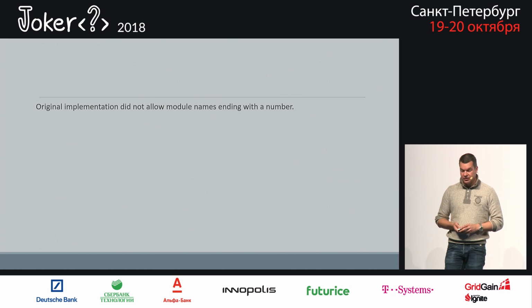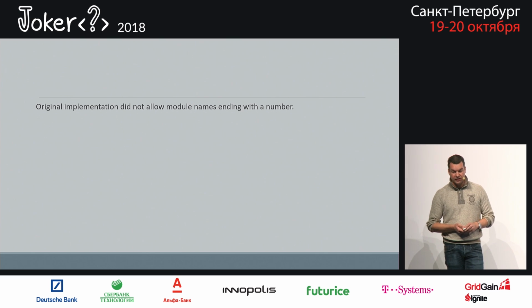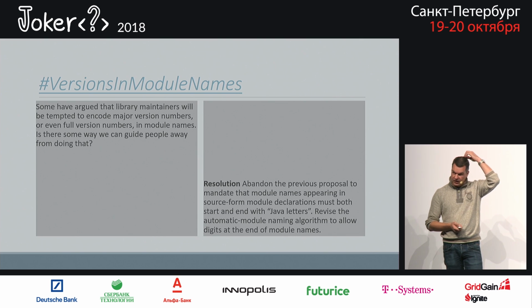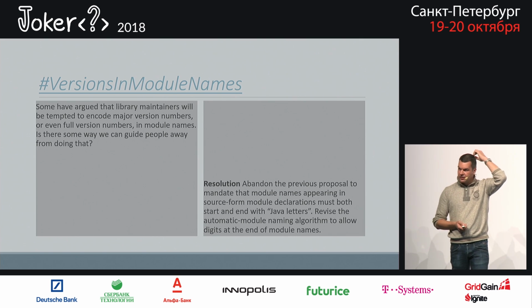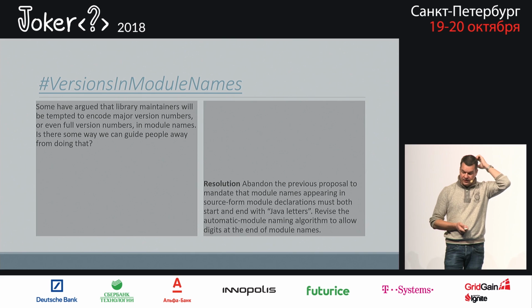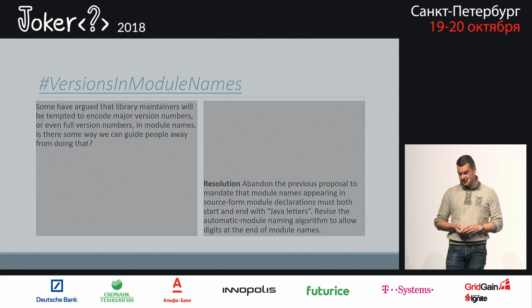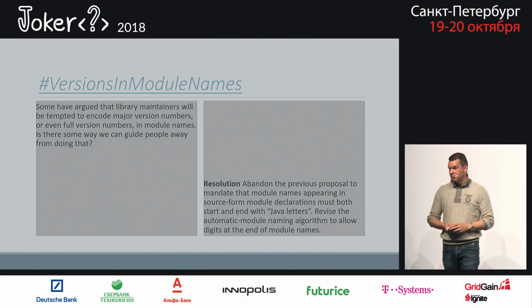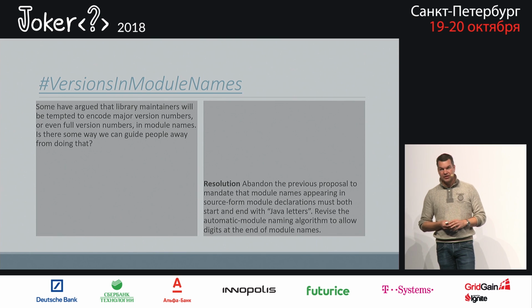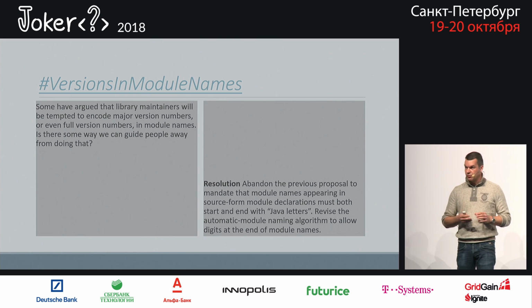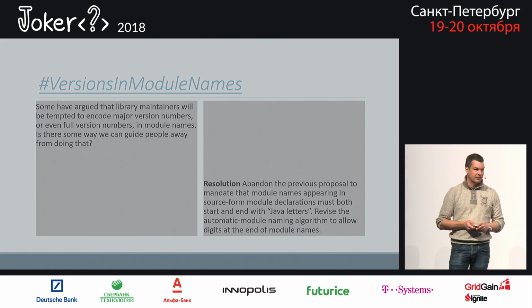So like I said, the original implementation did not allow to let module names end with a number. So after a long discussion, they decided to revise it and to allow this number. But they said it shouldn't be used as a version, because that's one of the reasons why they didn't want to have this feature.